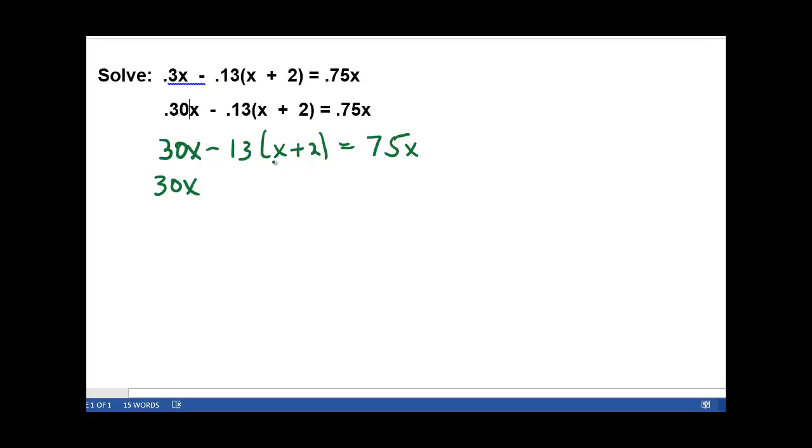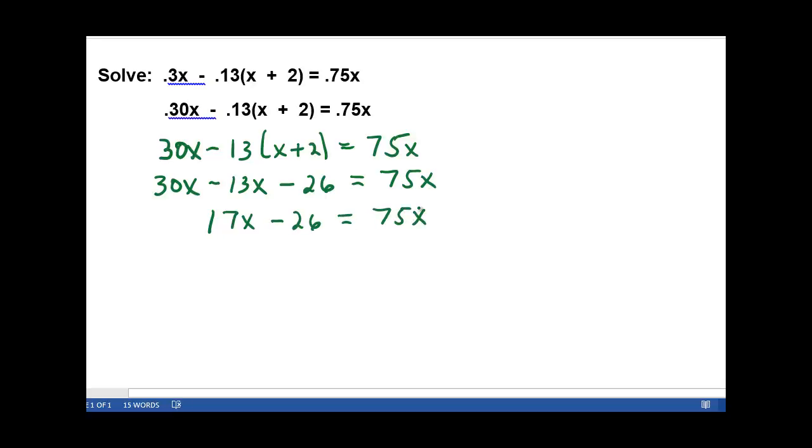So negative 13 times x is negative 13x, and negative 13 times positive 2 is negative 26, and that equals 75x. Now combine like terms, so I have 30x minus 13x, which gives me 17x minus 26 equals 75x.